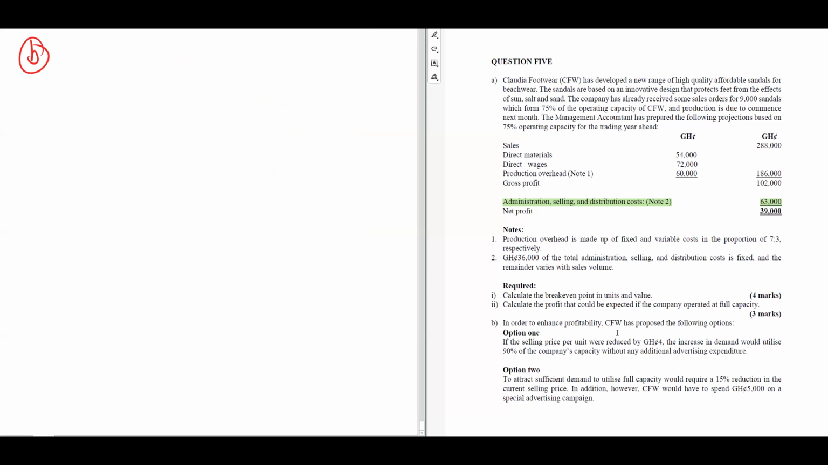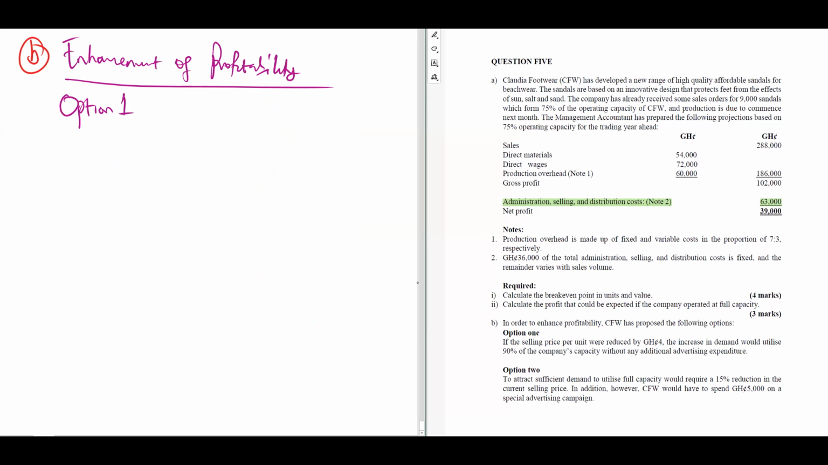Okay. So they are going to try to enhance profitability, right? They are going to enhance profitability. So due to enhancement of profitability, they are going to do one or two things, right? So there are various options. So they are saying that, okay, first they are going to take option 1. And for option 1, this is what.